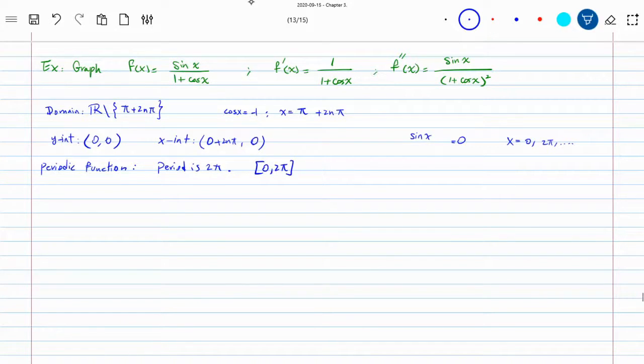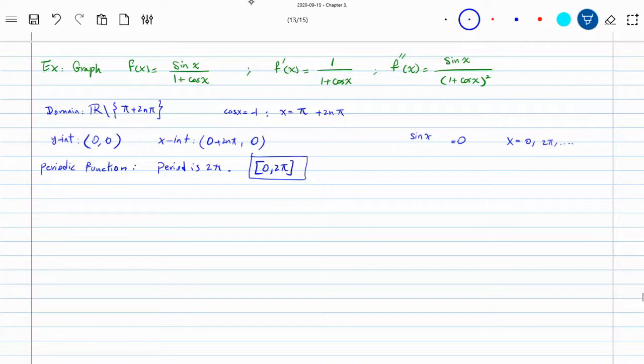If you graph the function over this interval, then you just repeat the same curve over and over. So we focus only on this interval from now on. We don't really care about anything else. So I can look at the x-intercept and say only 0 and 0, and maybe 2 pi and 0 as well, the endpoints.